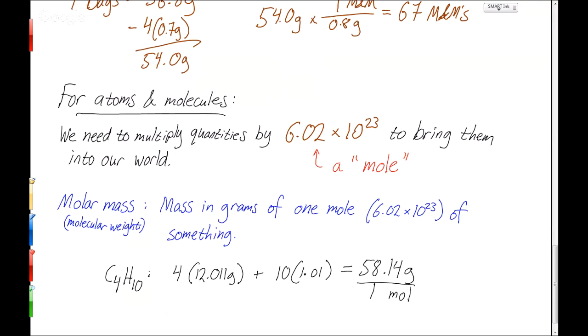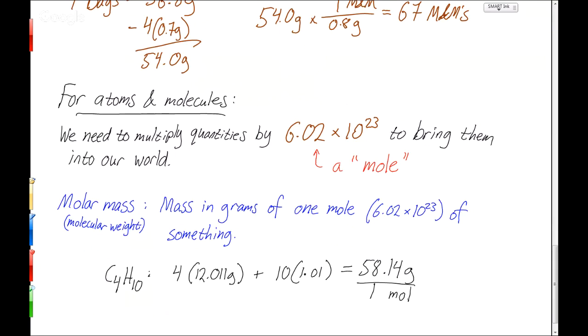So the molar mass of butane, C4H10, is 58.14 grams in a mole. That means if we weighed out 58.14 grams, we've counted out exactly 6.02 times 10 to the 23rd molecules of C4H10. So we get that.